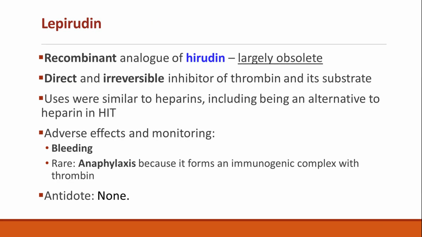Lepirudin is a recombinant hirudin analog that acts as a direct and essentially irreversible inhibitor of thrombin. Although it was historically used as an alternative anticoagulant in HIT, its clinical use has declined significantly due to its immunogenic potential, including the risk of antibody formation and anaphylaxis upon re-exposure. Additionally, its longer duration of action increases bleeding risk. As a result, newer agents such as bivalirudin and argatroban have largely replaced lepirudin in modern practice.